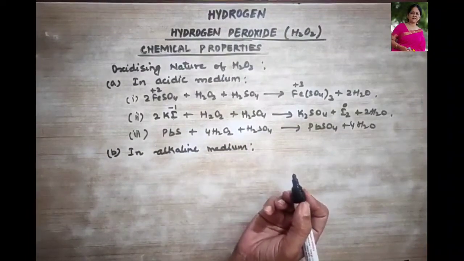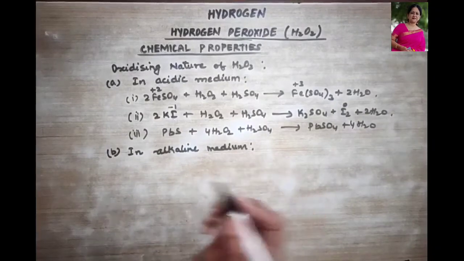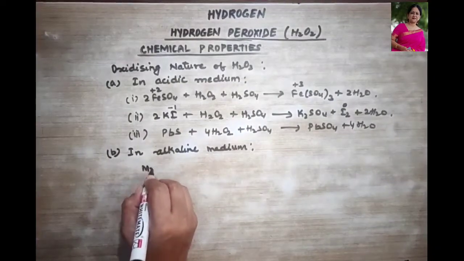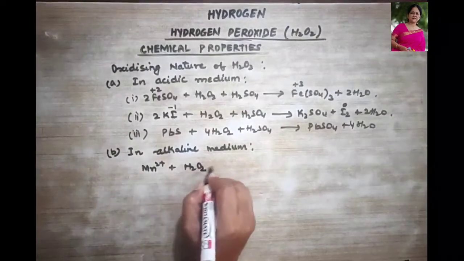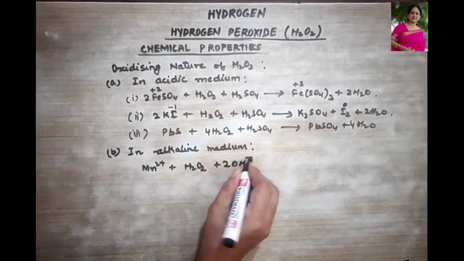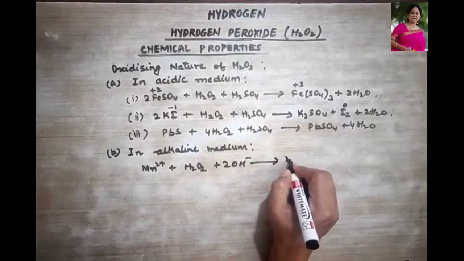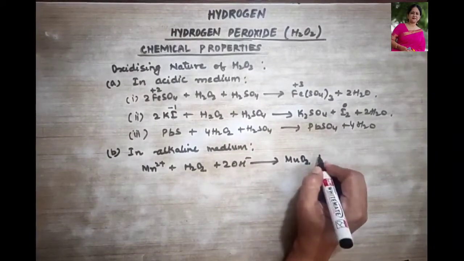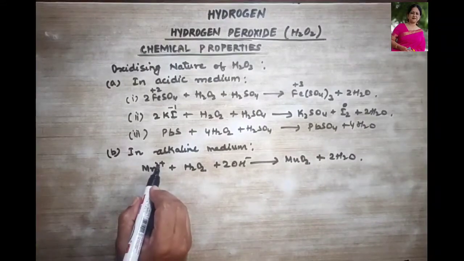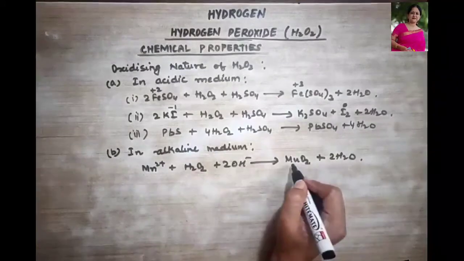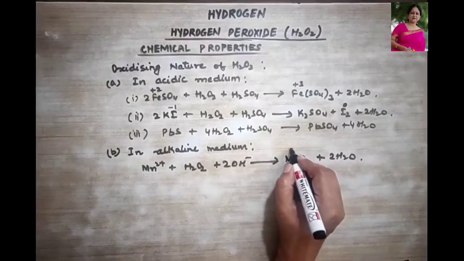So over here you can take an example like Mn2+ plus H2O2 plus 2 hydroxyl ion. This will give MnO2 plus 2 H2O. So over here the oxidation state of manganese is what? 2 plus, and over here it will be 4.